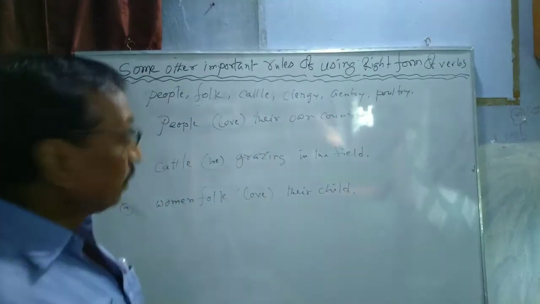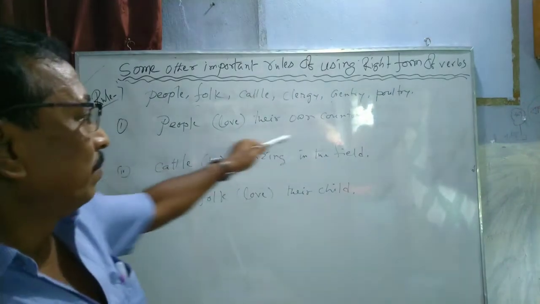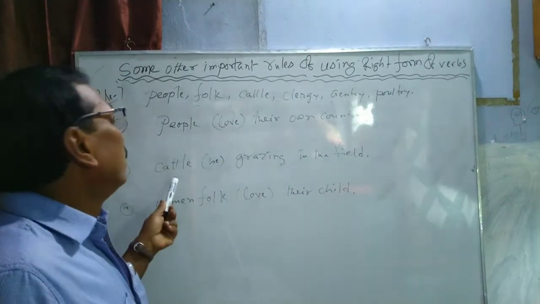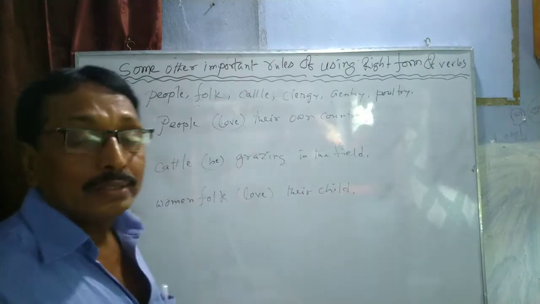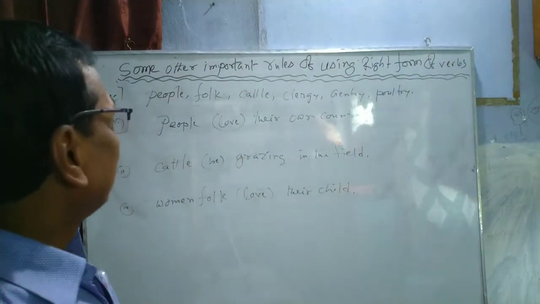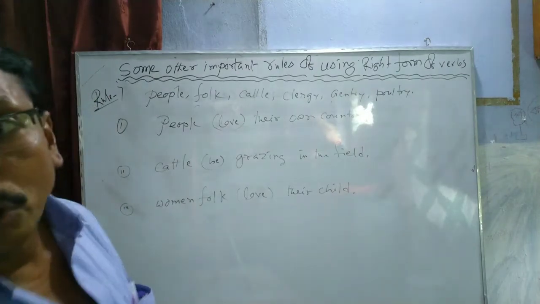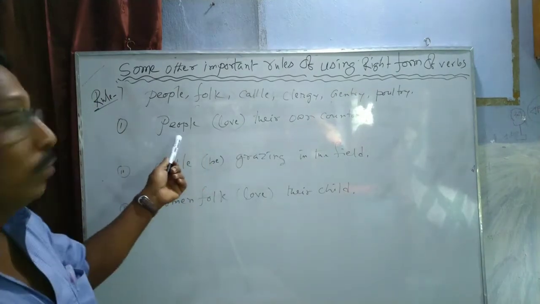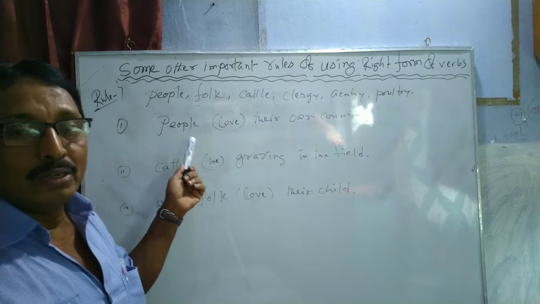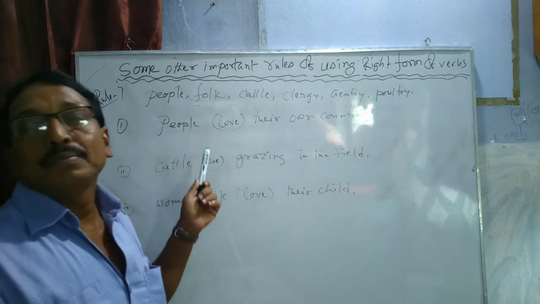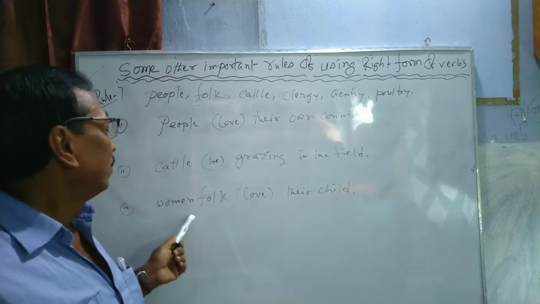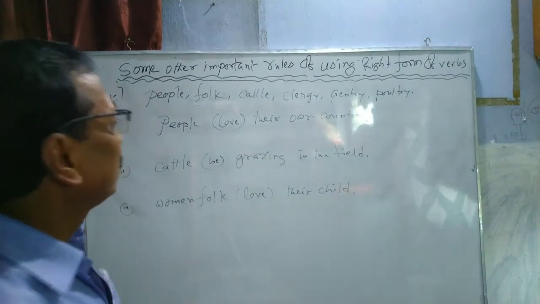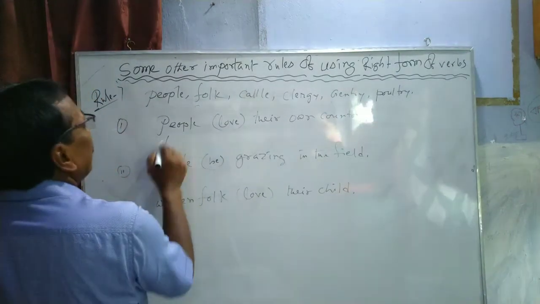You see, people love their own country, cattle be grazing in the field, women folk love their child. So people, though it seems to be singular, but practically the people is a plural noun, cattle plural noun, women folk plural noun. So we must use the plural form of verb.